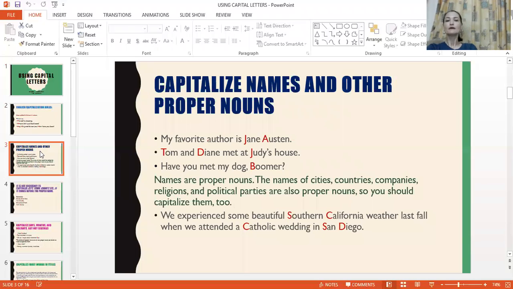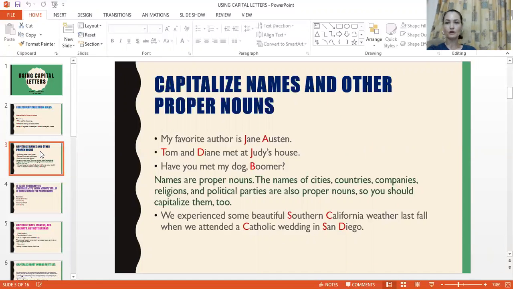Rule number 2. Names and other proper nouns, of course, they require capitalization. My favorite author is Jane Austen, for example. Jane is the name, Austen is a family name, capitalized. Tom and Diana met at Judy's house. Names, proper nouns, capitalized. Have you met my dog Boomer? Here we have a pet's name, which is still a name, so it should be capitalized.